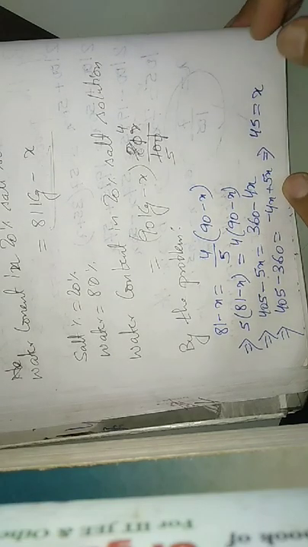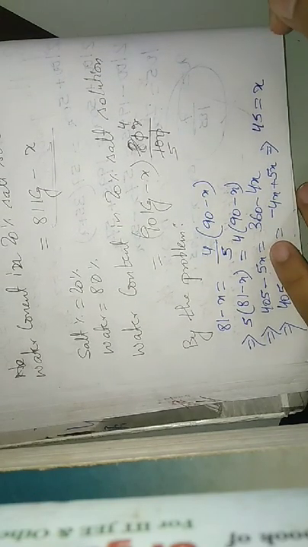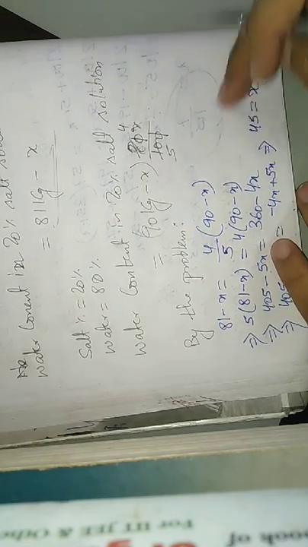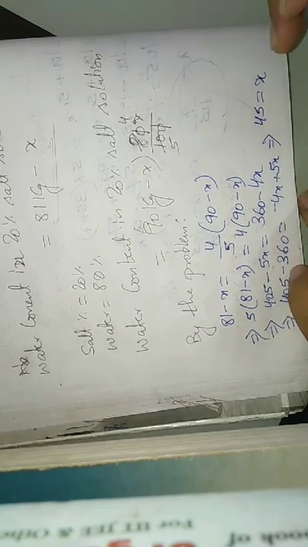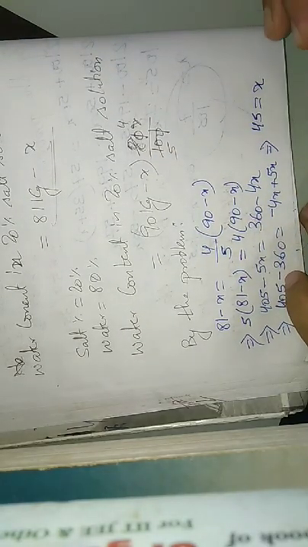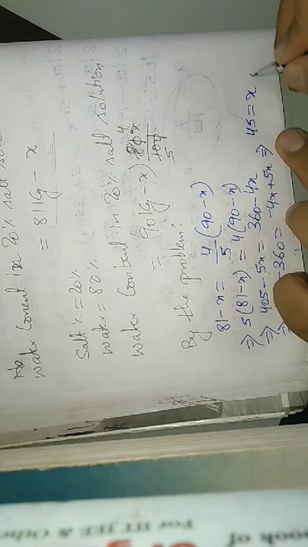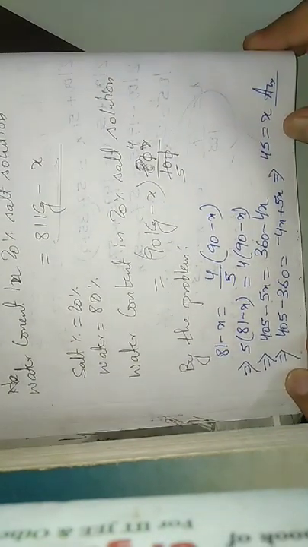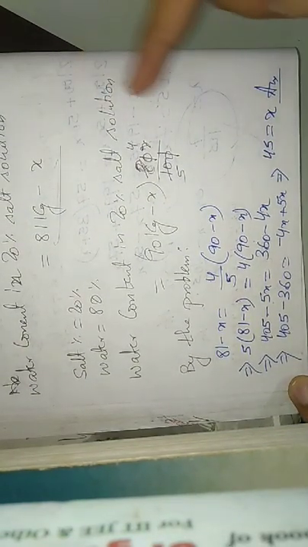You got the value of x as 45. So 45 kg of this water has to be evaporated, then only the solution will be a 20% solution, 45 kg. Okay, and this is the answer. Students, pause the screen and then you can copy the entire thing.